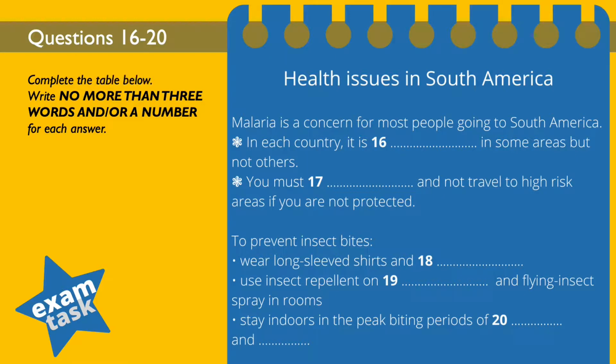Now, I want to talk in a bit more detail about some important health issues that many of you will face. First of all, I want to say a few things about malaria, which will apply to most of you with South American destinations. In most South American countries, malaria is present in some areas, but not in others. In Brazil, for example, the Amazon basin is a high-risk area, while the coastal cities, such as Rio de Janeiro and Sao Paulo, have a very low risk of malaria.